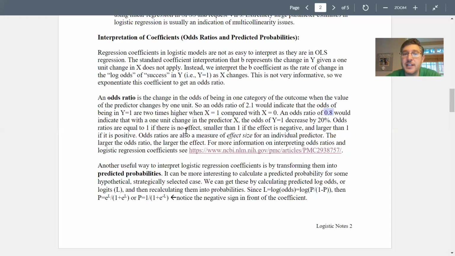The odds ratios are also a measure of effect size for your individual predictor. So the larger the odds ratio, the stronger the effect for that individual predictor.